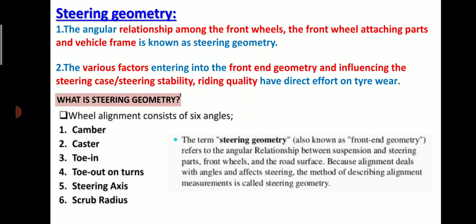The term steering geometry, also known as front end geometry, refers to the angular relationship between suspension and steering parts, front wheels, and the road surface. Because alignment deals with angles and affects steering, the method of describing alignment measurement is called steering geometry.